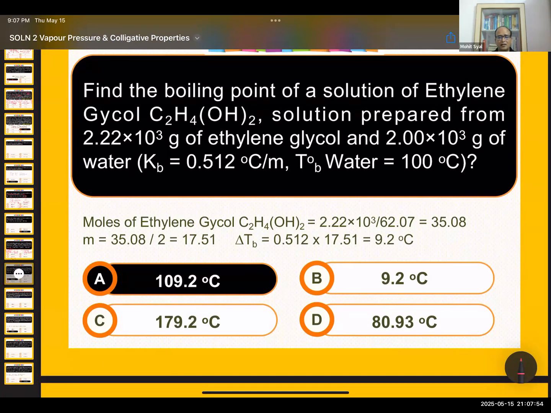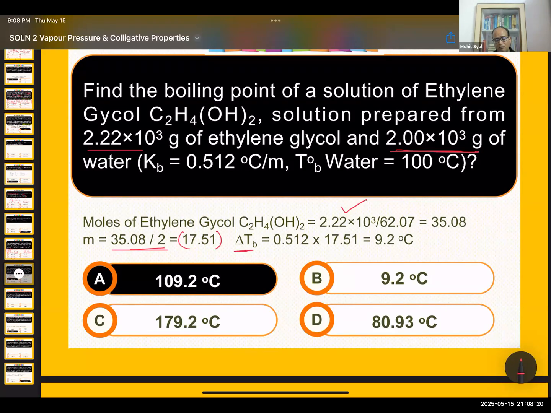Okay, you can do the calculations. And this is very simple. You need to do the calculations. You need to find the moles of ethylene glycol. You need to find the molality. Moles of ethylene glycol are put into 2 kg of water. So this is the molality.